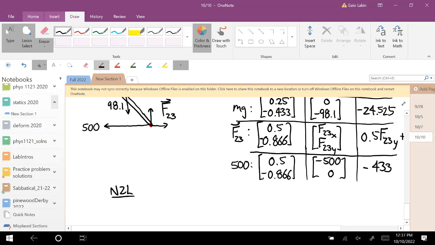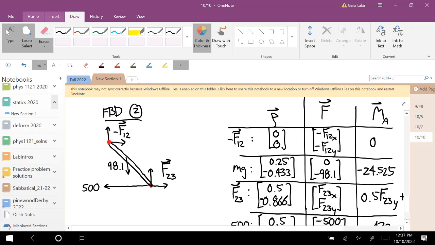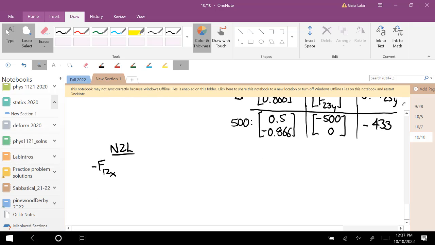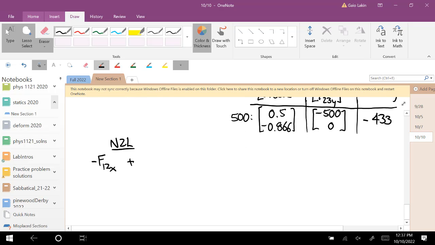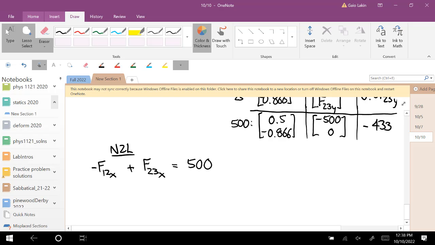And now Newton's second law says negative F12x plus F23x is equal to positive 500. This is equation 4.